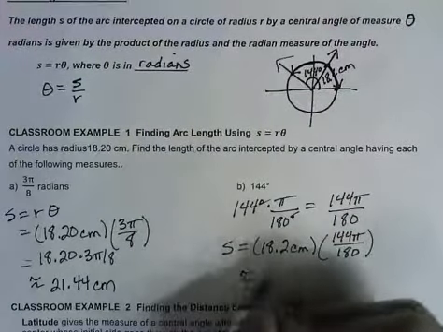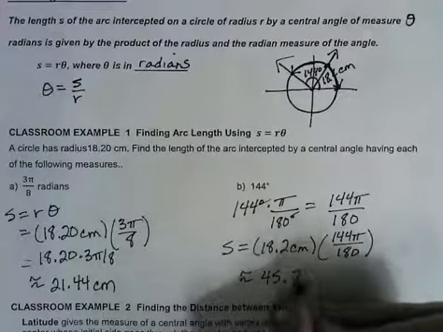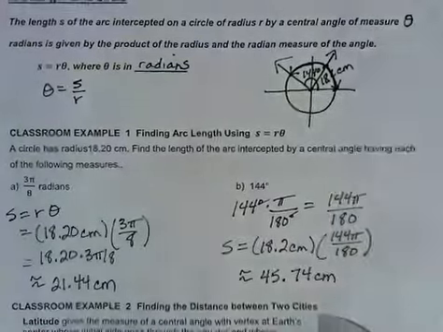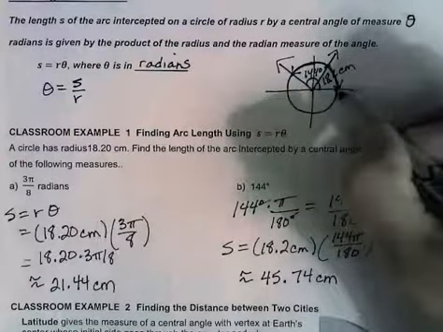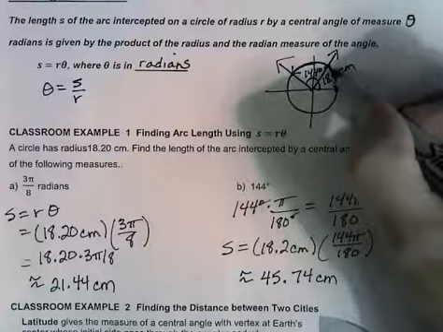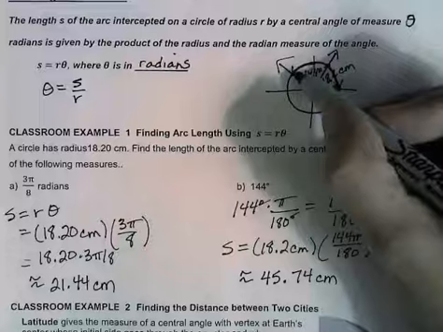That's going to give me approximately 45.74 centimeters. So our arc length up here is more than twice what our radius was. So it's going a little bit more than 1 radian to get here, and this is more than double what our radius is.